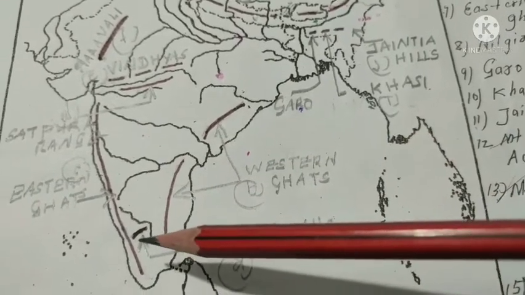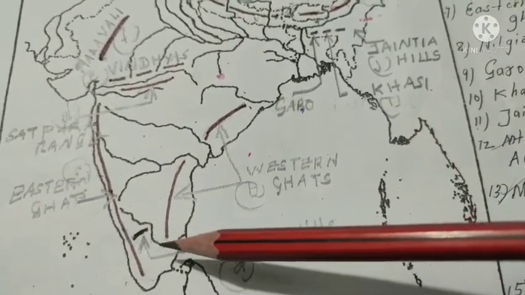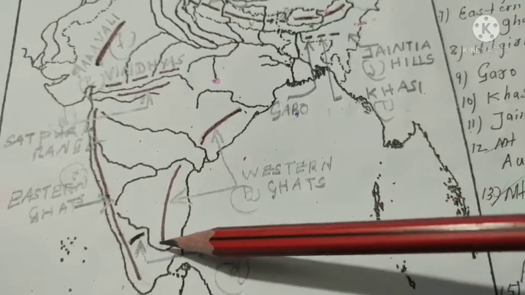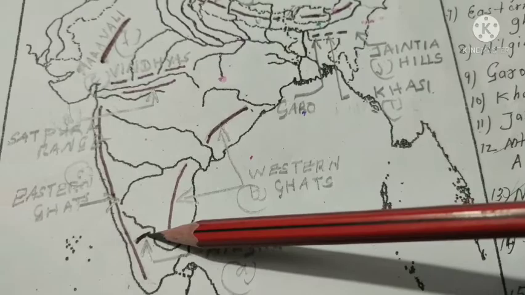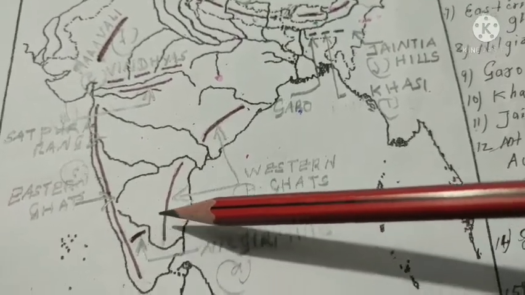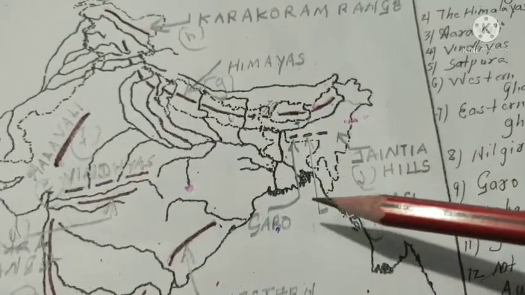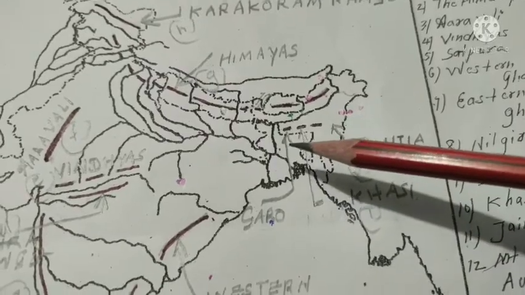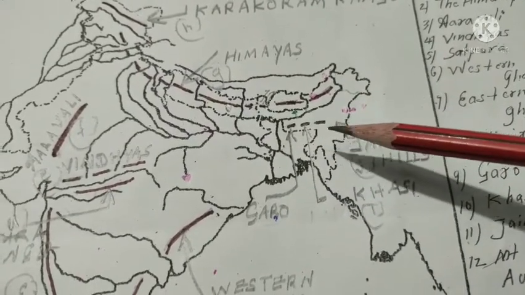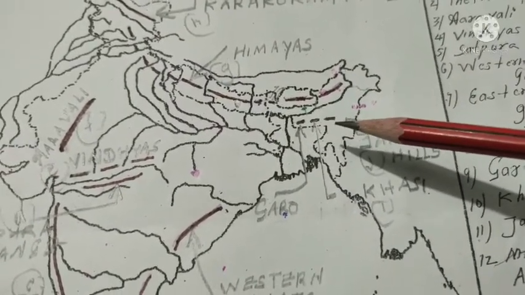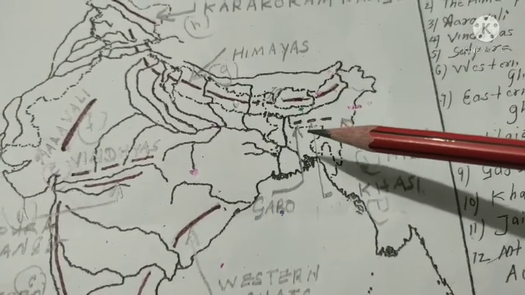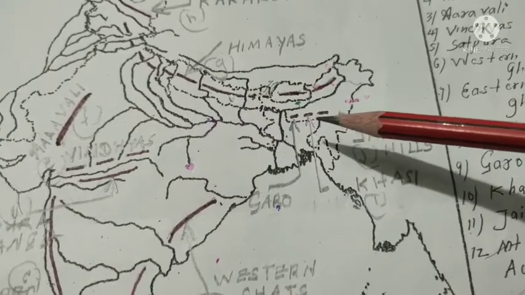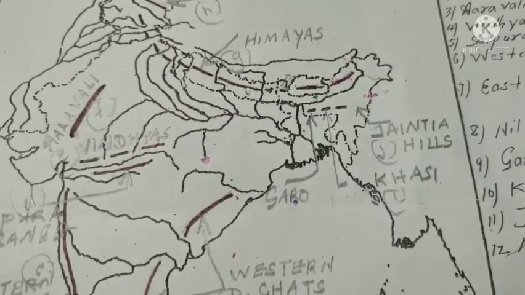Next is the Nilgiri Hills. Where are the Nilgiri Hills? You have seen this is the river Kaveri. Here one small curve is there. Near to that you can draw the Nilgiri Hills. And next is the Garo, Khasi and Jaintia Hills. So three hills are there, and these are in Meghalaya. But in the examination, any one will be asked, and you have to draw only that and mark.